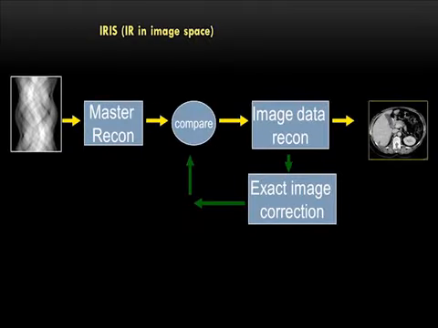Moving on to Siemens, which is the next vendor, they introduced an iterative reconstruction technique, namely IRIS, which is IR in the image space. It's a very simple algorithm: take the sinogram, get a master recon, and the loop is in the image space. So all the corrections are made there to generate the final image.